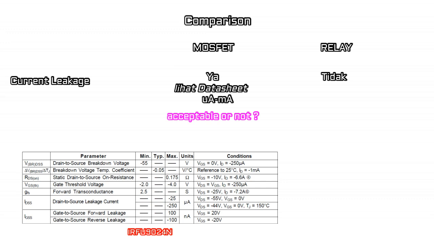And relay has no leakage current. This is reasonable if we see the picture below. Relay is able to cut the circuit off perfectly. Based on this leakage current, relay is way better.